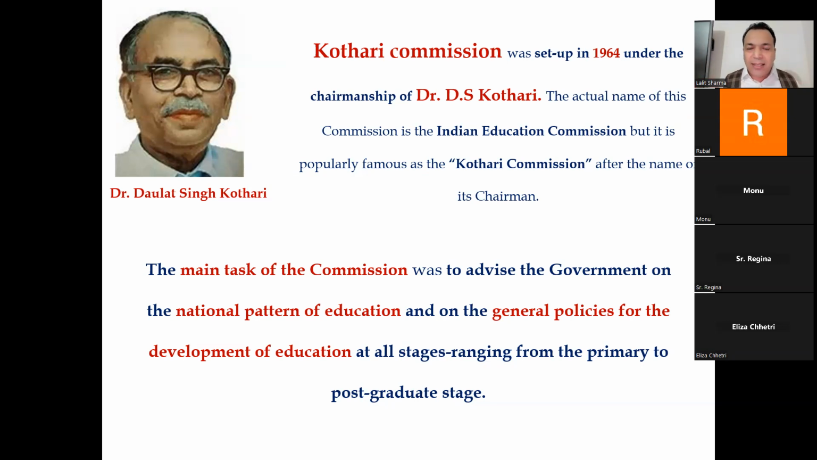So first is our primary stage, 1 to 5. Then secondary education comes, 6 to 8 or 6 to 10. Then higher education, up to +2 and graduation. So what was the main task of this commission? To advise the government regarding the national pattern on education. At that time, 1964-66, think about 64-66.